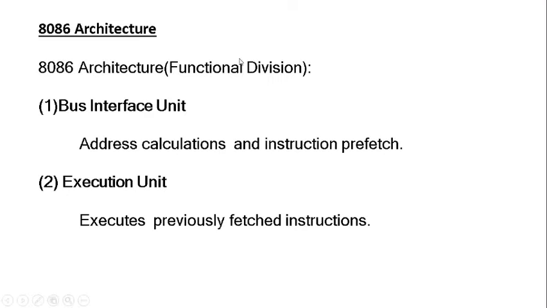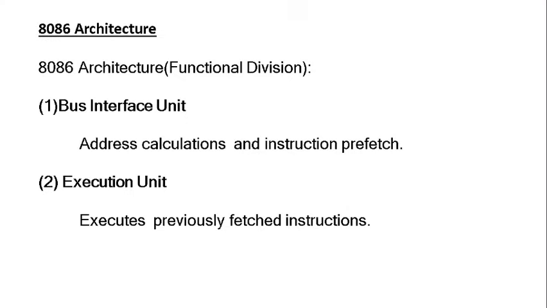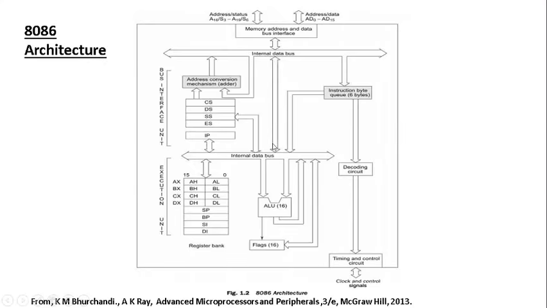Now functionally, how can you visualize 8086? Functionally, 8086 is divided into two parts: the bus interface unit and the execution unit. If you see here, this is the bus interface unit, or all the components within this region help in that purpose, that is to interface with the external entities. Then you have the execution unit. All entities within this region help in execution of instructions.